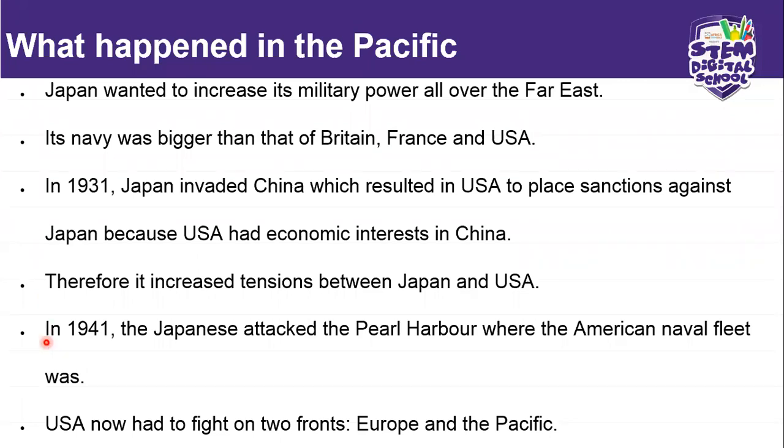In 1941, the Japanese attacked Pearl Harbor, where the American naval fleet was. You know, the ships for the Navy. It was attacked by the Japanese. The USA now had to fight on two fronts, in Europe and in the Pacific Ocean, imagine. So they had a lot of work to do. Okay.